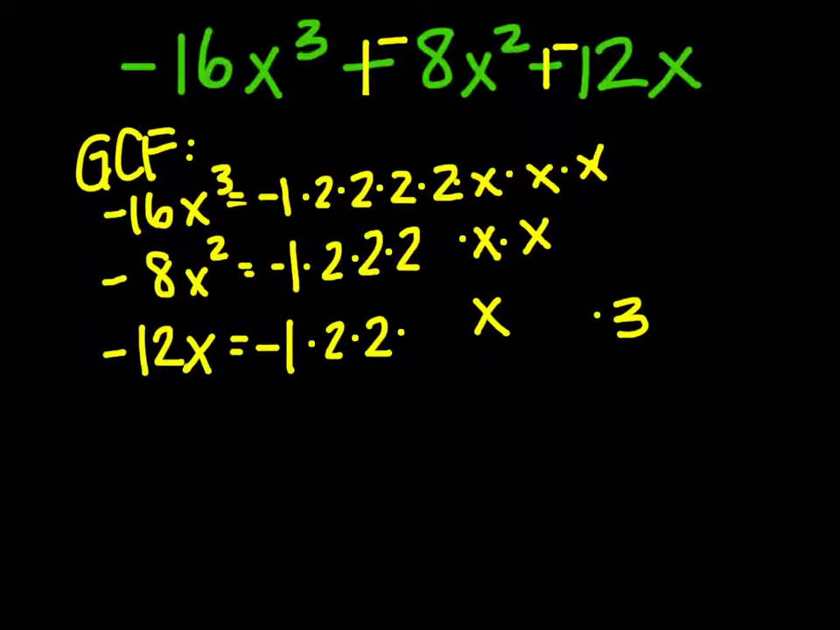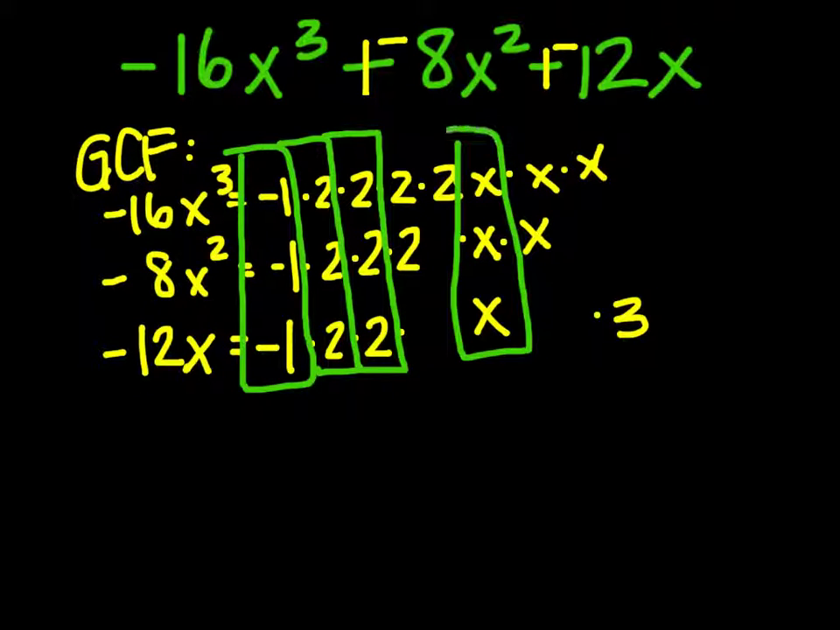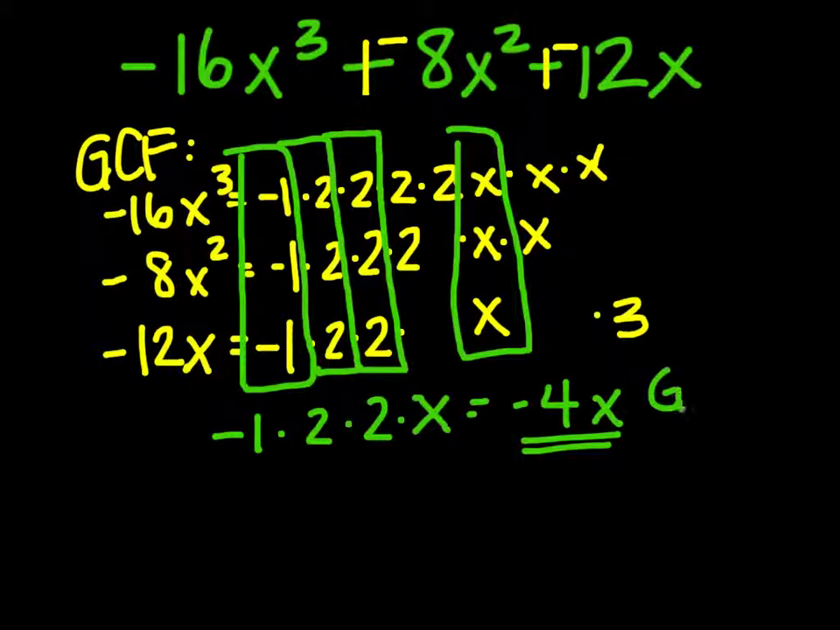So now let's find the overlap here. We have an overlap of negative 1s, an overlap of 2s, another overlap of 2s, and an overlap of x's in all three. So we got negative 1 times 2 times 2 times x. That means negative 1 times 2 is negative 2, times another 2 is negative 4. And x. So negative 4x is our GCF. Awesome. Found our GCF, our greatest common factor.